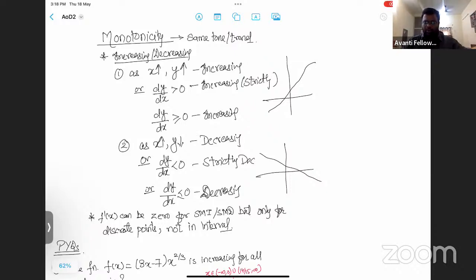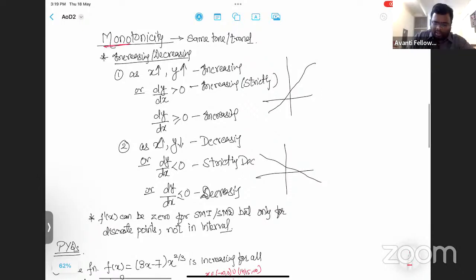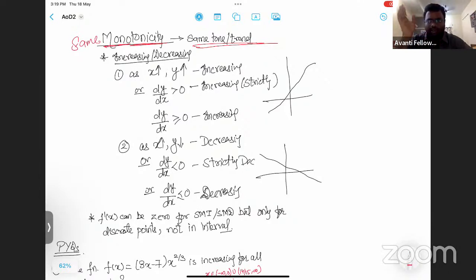Okay, fine, great. So we'll start monotonicity now. What monotonicity is, basically: mono means same, tonicity means trend or tone. So monotonicity is same trend, same tone. A graph or a function behaving in a single pattern throughout its journey from minus infinity to plus infinity. Monotonicity means following the same pattern throughout.